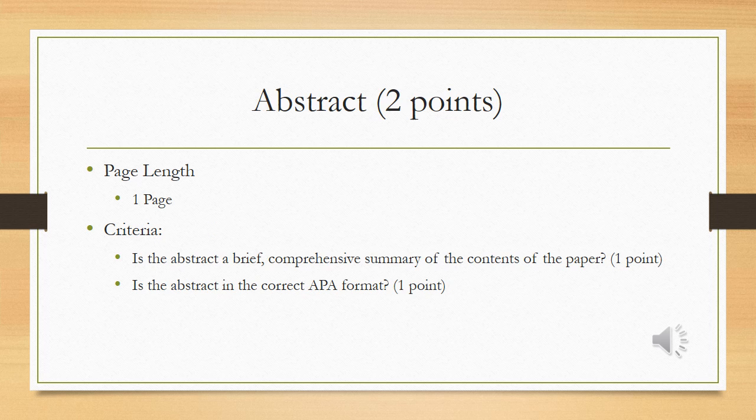For the abstract, the page length is 1 page, and it is basically a paragraph at most, and it's a brief comprehensive summary of the contents of your paper. And also is the abstract in the correct format as well. Consult the example paper in CourseDen. That will help you in formatting your final paper.